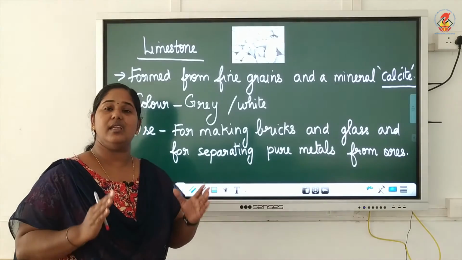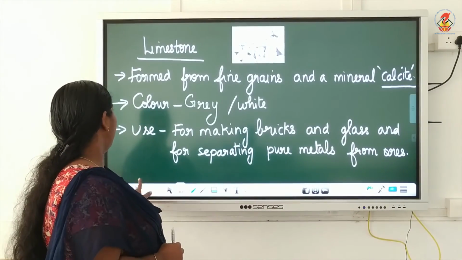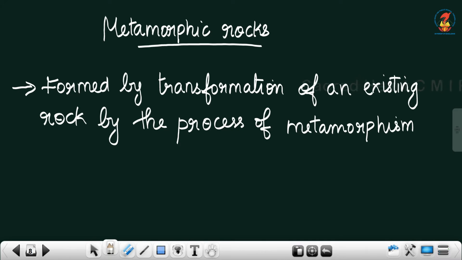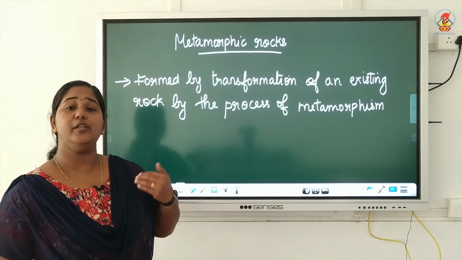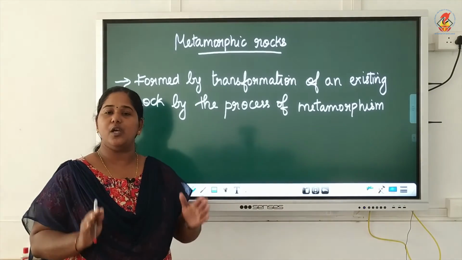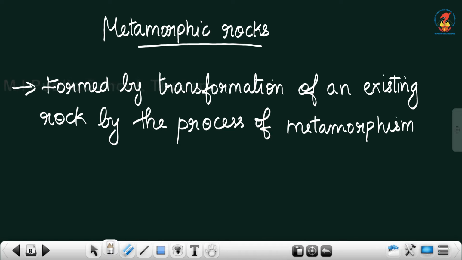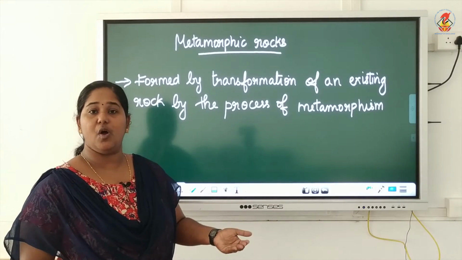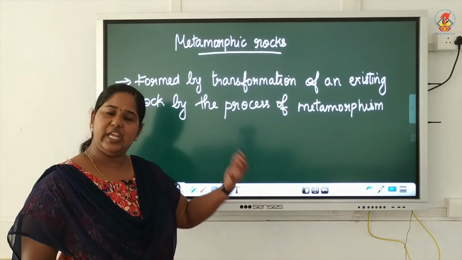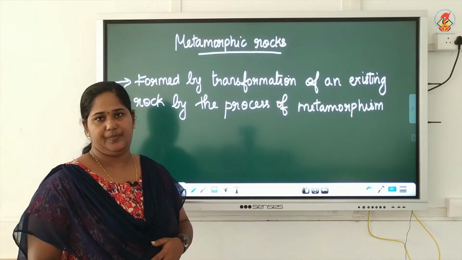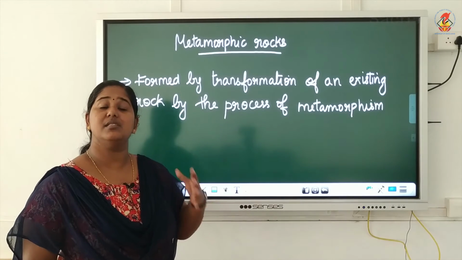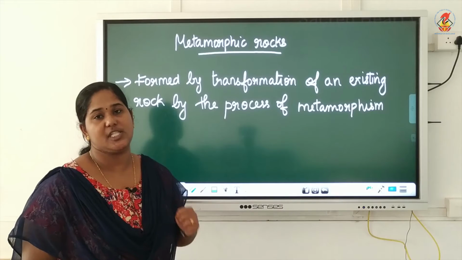When this existing igneous or sedimentary rock undergoes a change in itself due to the tons and tons of heat supplied and the pressure, it changes itself into metamorphic rock. And the process is called metamorphism. The process is written here, metamorphism. Metamorphism means change in form. So the igneous or sedimentary rock has changed its form into metamorphic rock. Because of what? Because of tons and tons of pressure and the heat produced due to this pressure.